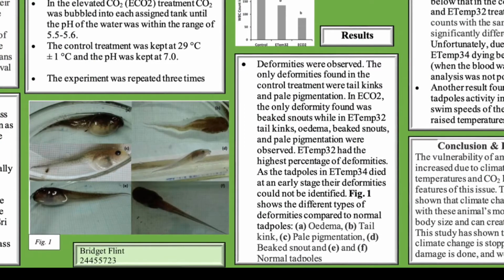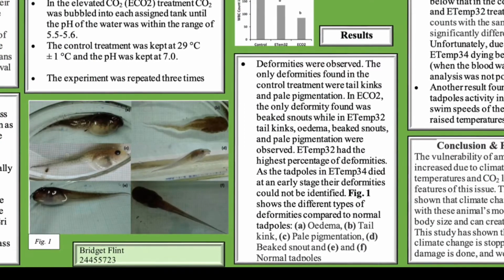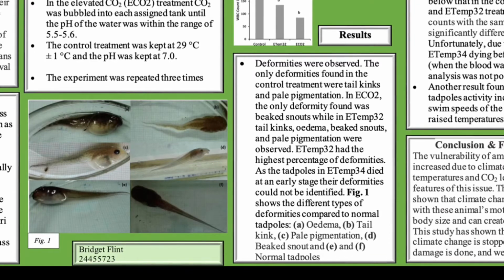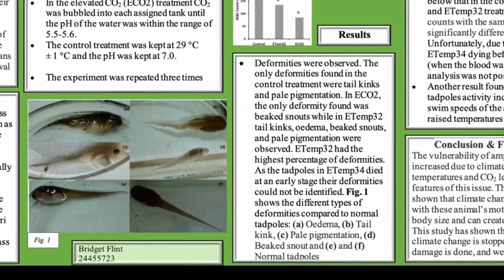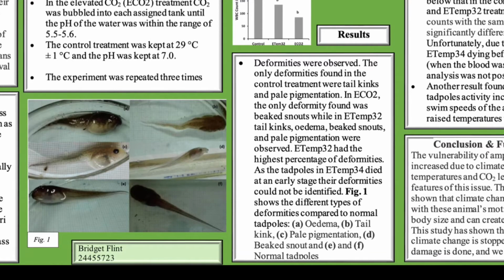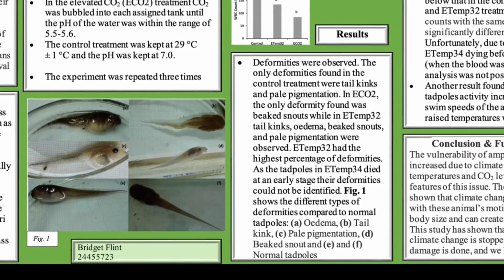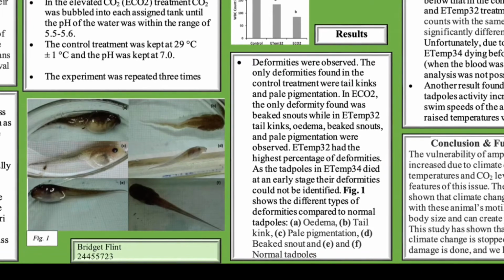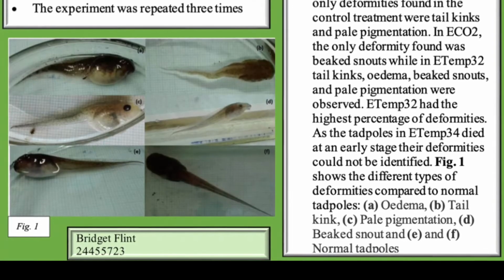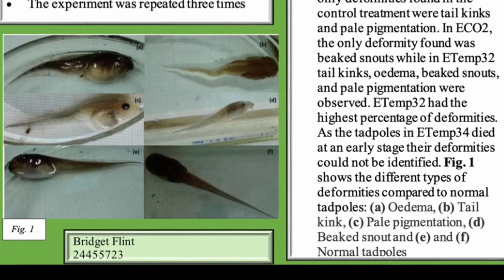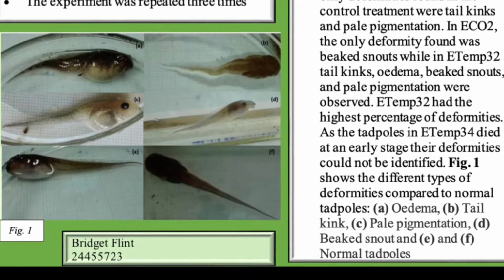The results. In ECO2, the only deformity found was beak snouts, while in ETEM32, tail kinks, edema, beak snouts, and pale pigmentation were observed. ETEM32 had the highest percentage of deformities. As the tadpoles in ETEM34 died at an early stage, the deformities could not be identified. Figure 1 shows the different types of deformities compared to normal tadpoles. A through to D are the deformities, and E to F are normal tadpoles.